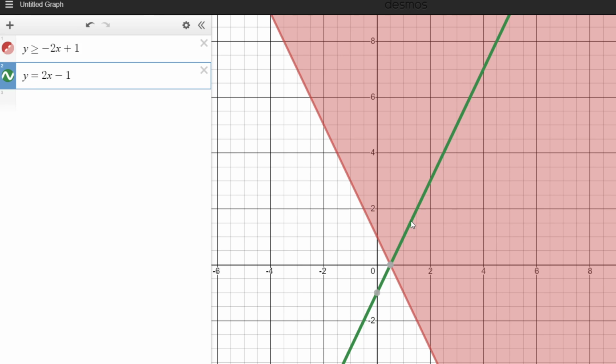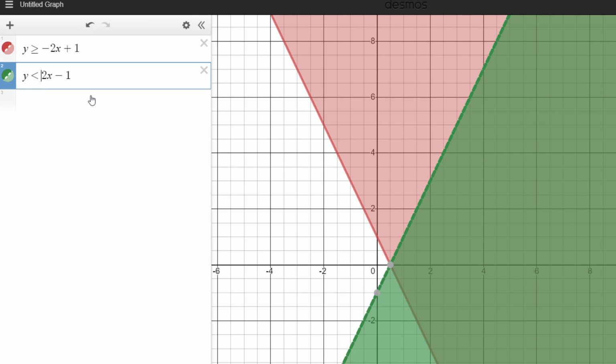I'm going to change this. I want to say that it's not going to be all the answers above the line, so not this direction, but everything below the green line in this direction. So that means it's going to have to be less than or equal to. So I did less than or equal to, so notice my green line is solid.